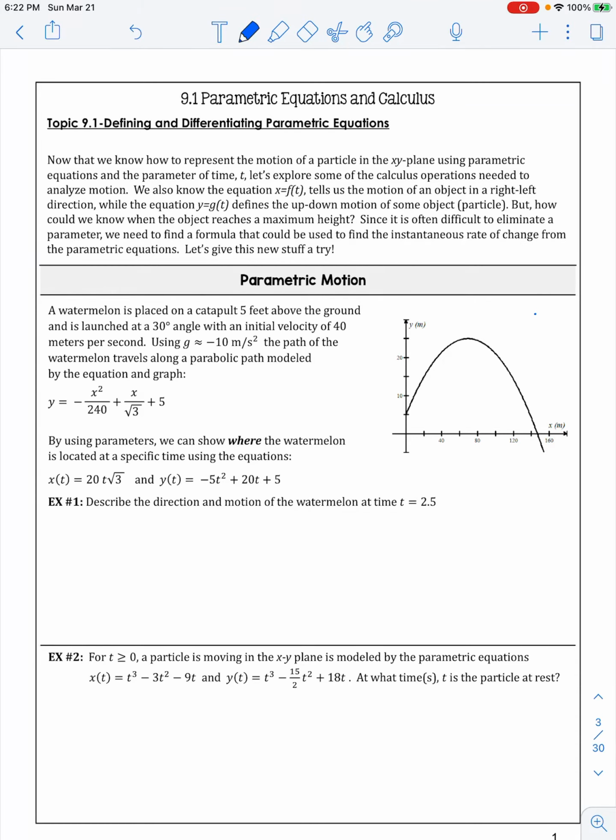Unit 9, Lesson 1, Parametric Equations in Calculus. A watermelon is placed on a catapult 5 feet above the ground and is launched at a 30-degree angle with an initial velocity of 40 meters per second.